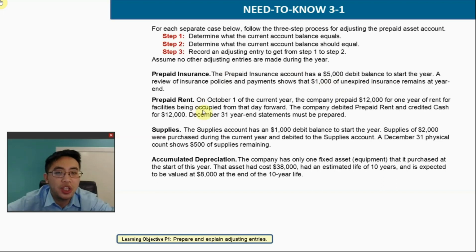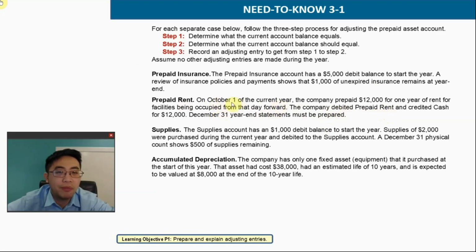Next, prepaid rent. Just like prepaid insurance, if you have prepaid rent, that will be an asset, and when rent expense is recorded month by month, this asset goes down. So if you read this paragraph, on October 1st of the current year, the company paid $12,000 for 1 year rent for facilities, and the company debits prepaid rent and credits cash for $12,000.